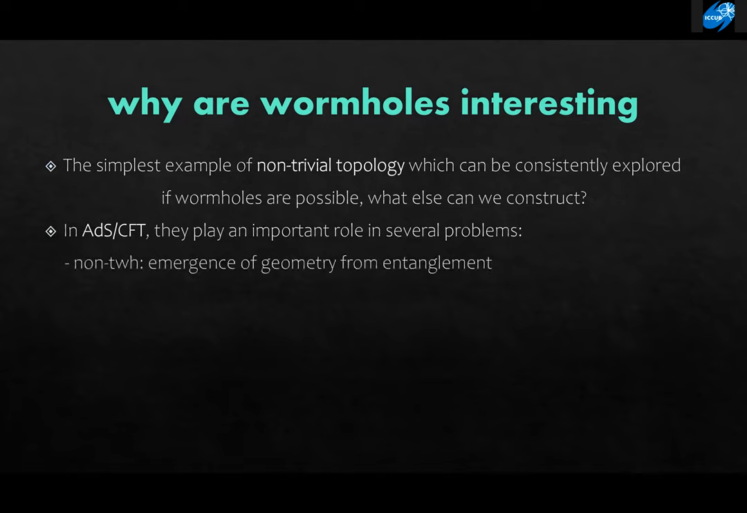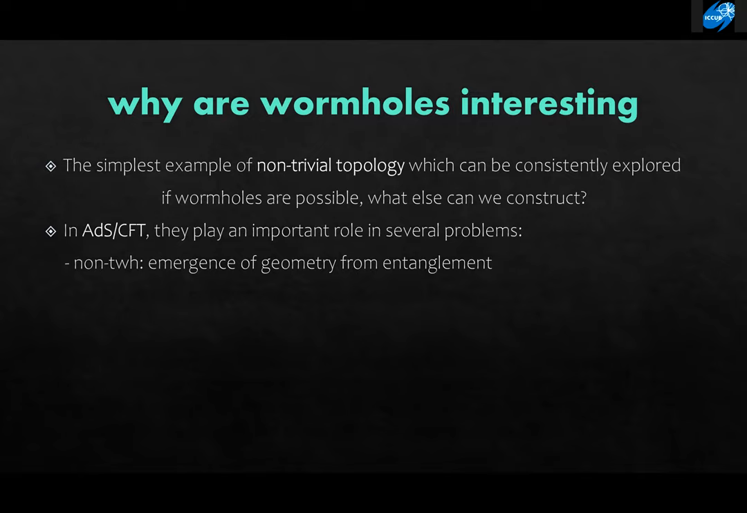So for the non-traversable wormholes, they have shown us, or at least they have paved the way for understanding, how geometry emerges from entanglement. This is a whole new field, an aspect of physics called ER equals EPR, in which ER stands for Einstein-Rosen and EPR stands for Einstein-Podolsky-Rosen. And even though they sound similar, Einstein-Rosen, as you now know, stands for non-traversable wormholes, and EPR stands for Bell pairs, so literally a quantum state, which is an entangled state.